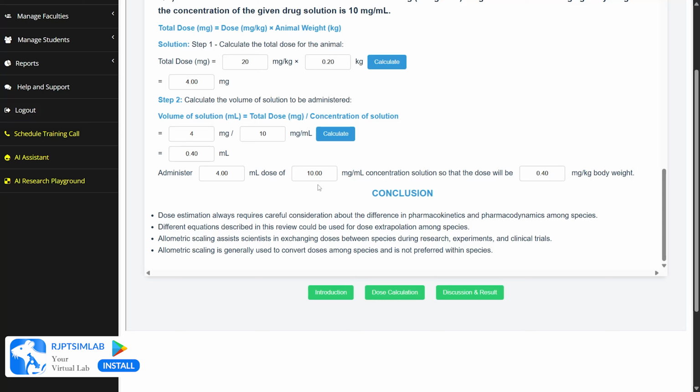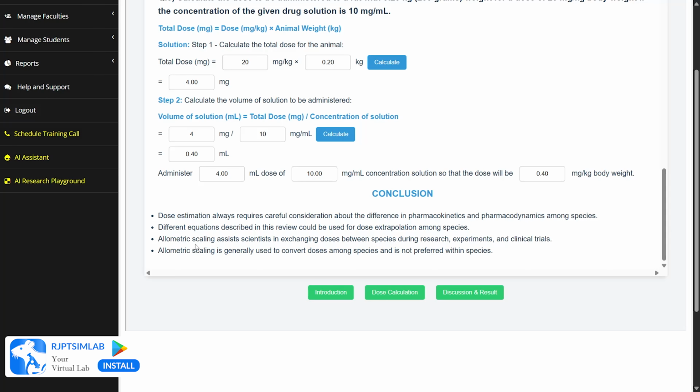Now let us see the conclusion of the experiment. Dose estimation always requires careful consideration about the difference in pharmacokinetics and pharmacodynamics among species. So this statement says that when we estimate the dose, it requires careful consideration about these two factors. As we have learned earlier, the pharmacokinetic and pharmacodynamic factors are very important factors that we have to keep in mind while calculating the dose. Then different equations described in this review could be used for dose extrapolation among species. So the different equations used in this experiment can be used for the calculation of the dose among different species.